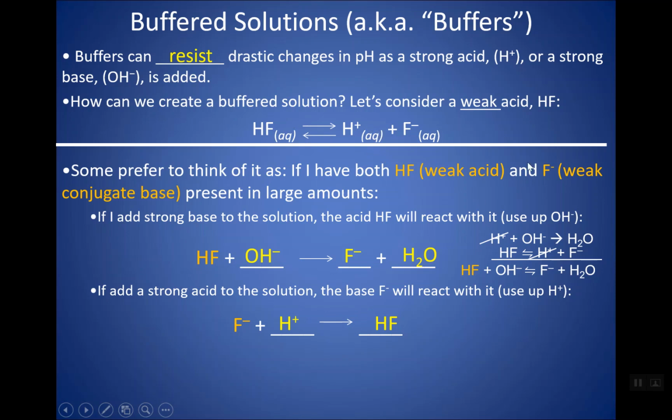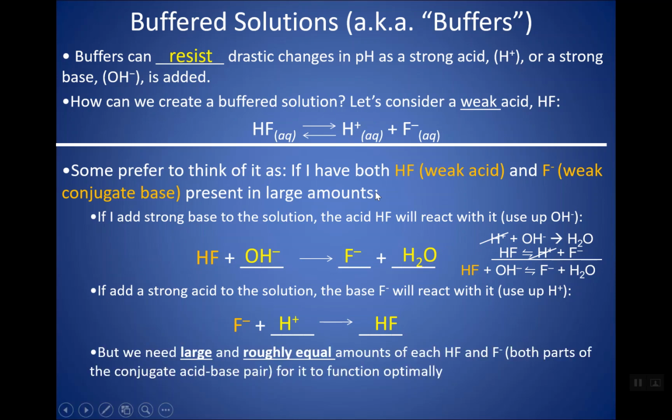So again, you can think of it this way. I like to think of it as you need to harness the equilibrium so that you can apply Le Chatelier's principle. And this is why you need large and roughly equal amounts of HF and F minus. You need large and roughly equal amounts of your weak acid and its conjugate base, or vice versa.